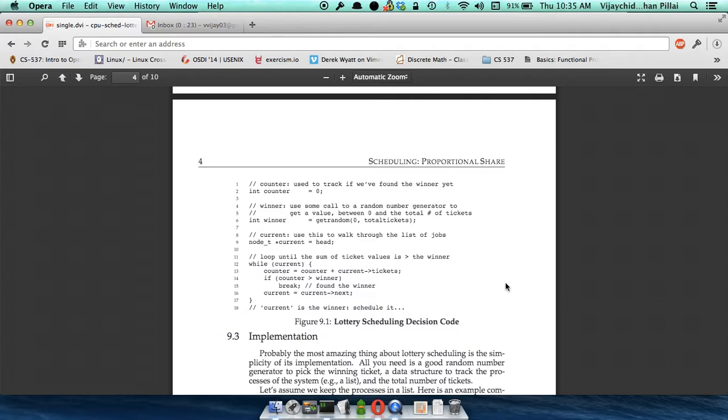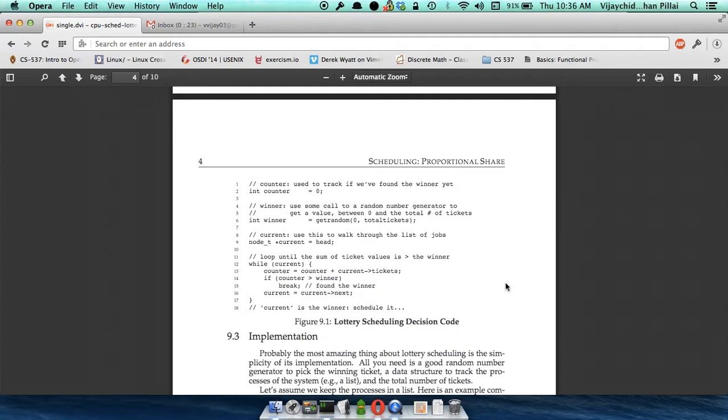Let's say the lottery brought out the ticket number 100. That means that the third process would run because the total number of tickets they have is 180. Sorry, the second process would run. The total number of tickets they have is 180, 0 to 60 for the first guy, 60 to 120 for the second guy, and 120 to 180 for the third guy. So if the random number picked is 100, the second guy would run.